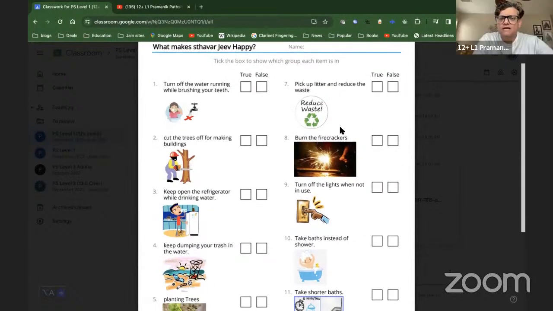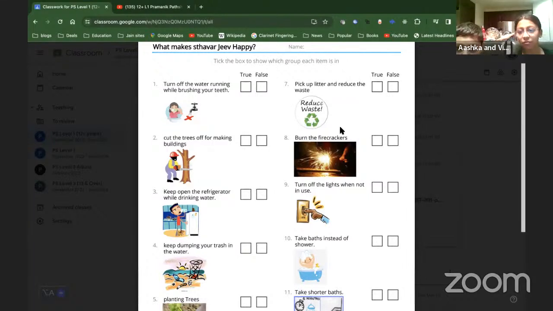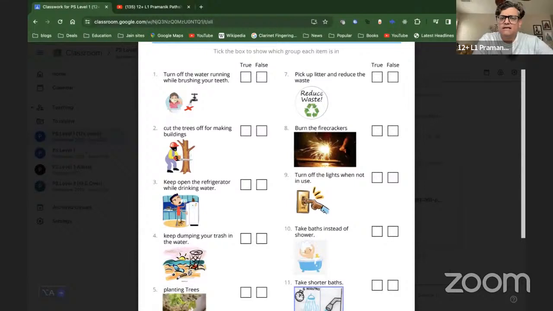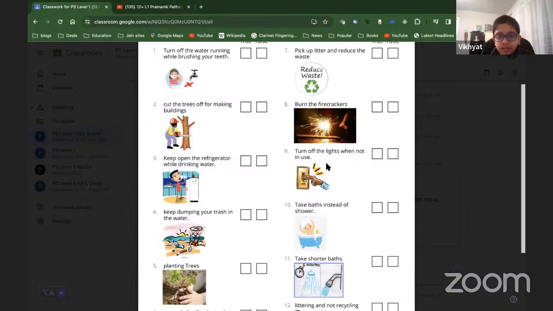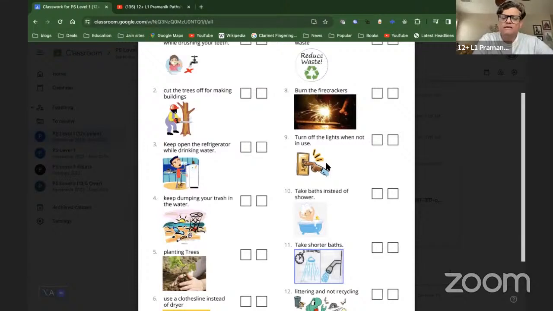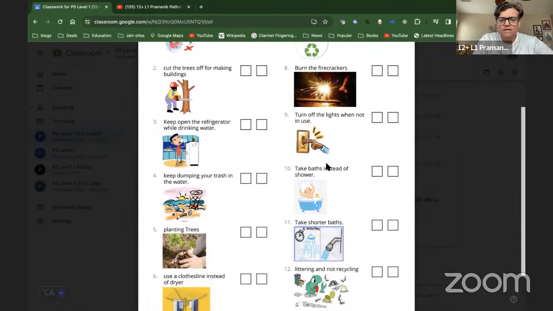Burning the firecrackers. Ashka? Unhappy. Yes, because that's causing unnecessary fire and hurting those jeeves that live in Vayu. The Vayukaik jeeves, the organisms that live in the air, get burnt out, right? Turning off lights when not in use, Vikhyat. That makes them happy, because some of them fatally burn. Yes, that too. If you conserve energy, then any jeev that is getting hurt in the process of generation of energy is saved, correct?